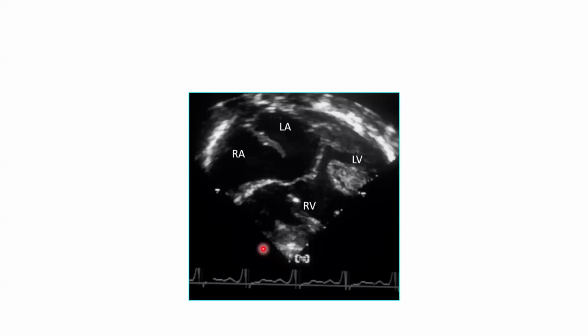So let's see if this video plays. Okay, so this is a still video. On echo, this is what you typically will see: right atrium, left atrium, atrial defect, ventricular defect, and then all of this is the right ventricle, and what is here is the left ventricle. So this is a complete AVSD with unbalanced ventricle and a right ventricular dominant ventricle.